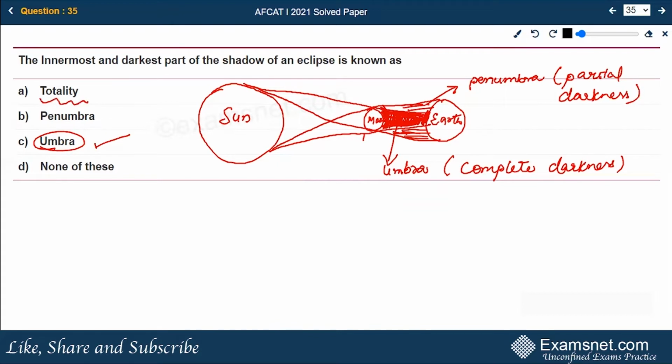What do you mean by totality? Totality occurs on the lunar eclipse, meaning when the earth comes between the sun and the moon and it covers all the moon. No light falls on the moon. So this is totality, when the earth comes between the sun and the moon and the moon is all the way dark. So the answer to this question is option C, umbra.